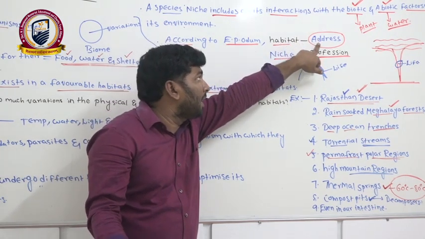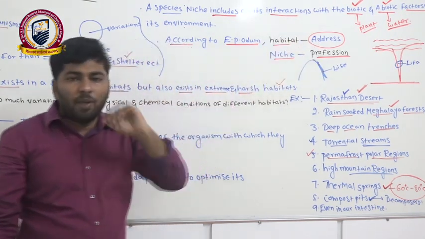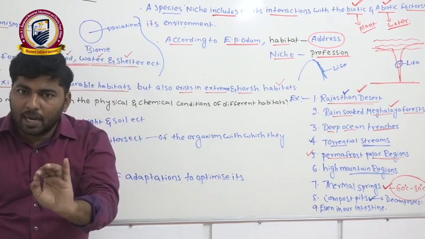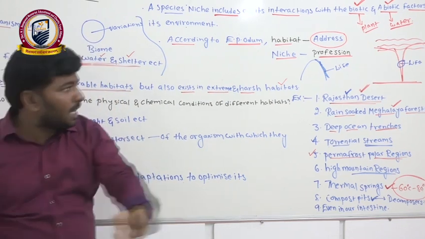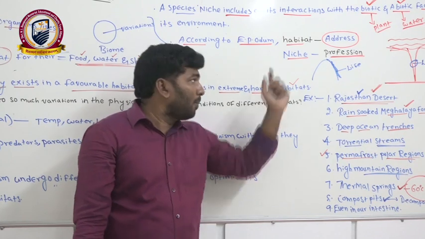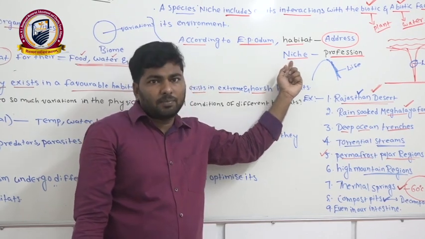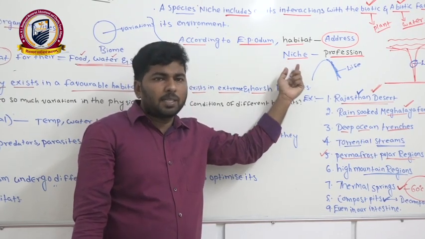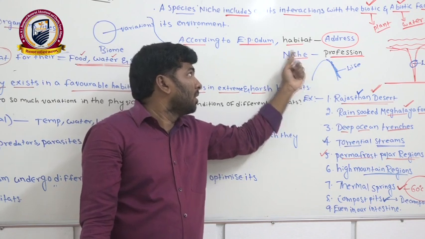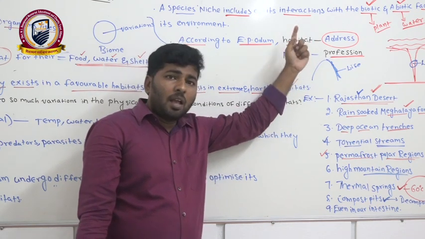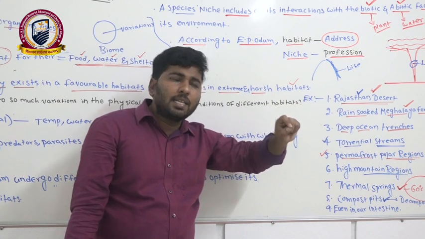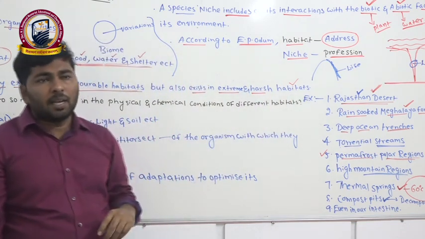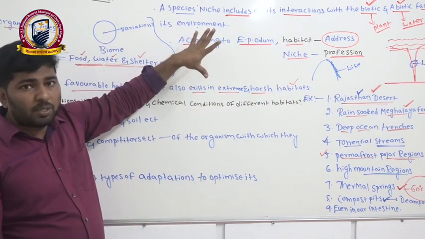My living address is my habitat. Where I am living is the habitat. What I am doing is the niche. I am working as a teacher in a particular place. That is my niche. Where I am living, in Atheni, is my habitat. Clear? Are you getting a clear idea about this?